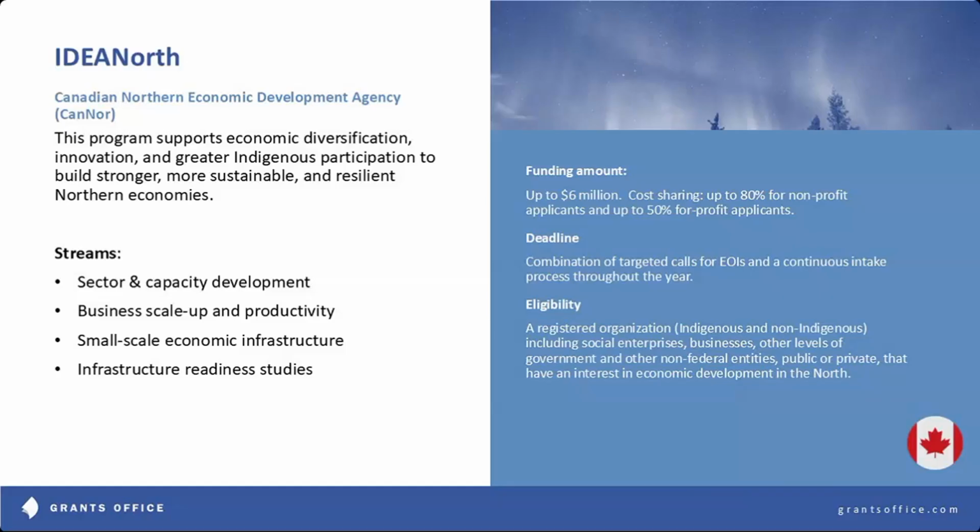So Idea North has a bunch of different streams to address different regional priorities, but just to name a few, there's sector and capacity development, business scale-up and productivity, as well as small-scale economic infrastructure. So each stream is designed to provide targeted support depending on the needs of the organization. In terms of how much funding is allocated, it can go up to $6 million per project, and a super wide range of organizations are eligible.